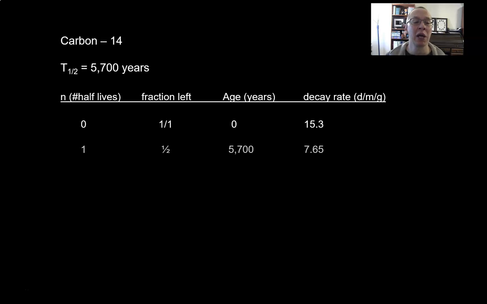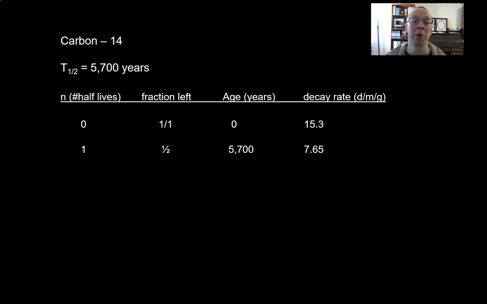So if we move to a first half-life, that would mean the material has only half of its original material left. As the definition implies, we would have an age of 5,700 years in order for half of that sample to decay. The decay rate, as you would expect, would be down to about half of what it originally was. So once a sample is 5,700 years old, we would see a decay rate of 7.65 decays per minute per gram.